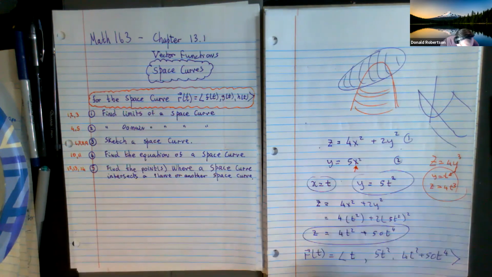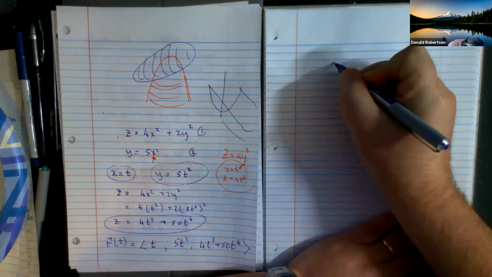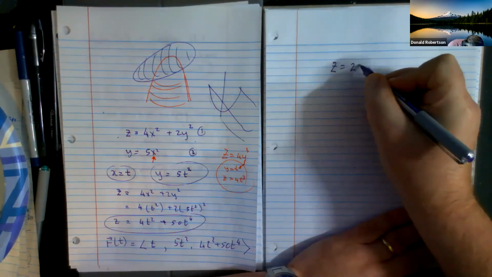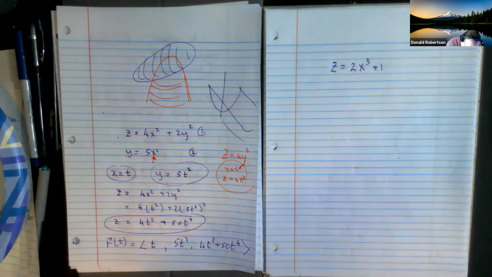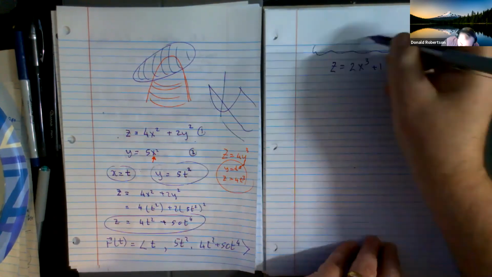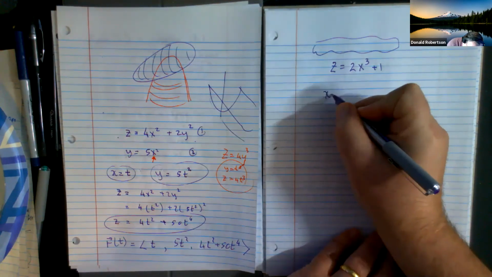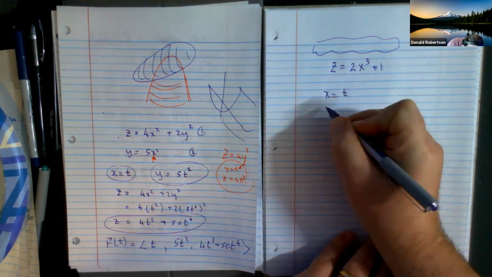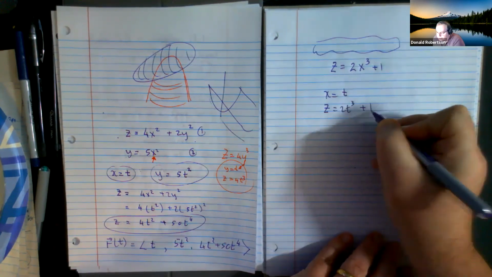Another question. Suppose you got z equals 2x cubed plus 1. You have another equation up here, I don't care what that is. But you got this one. Make x equal t. Make z 2t cubed plus 1. Do you see I've already got 2 out of the 3 answers?